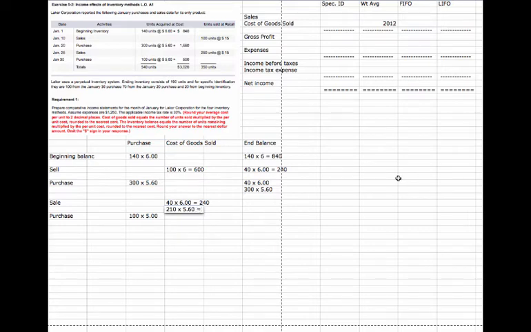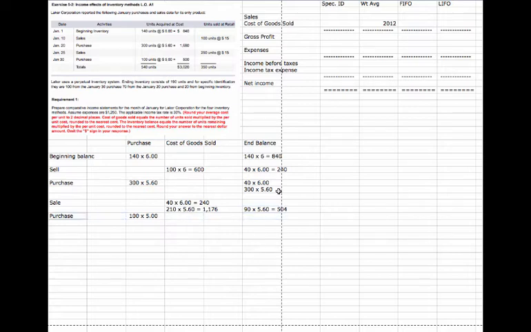So I take 210 times $5.60. That's going to give me $1,176. Now my ending inventory is going to consist of, I sold all the 40, now I sold 210, so I have 90 items times $5.60. So 90 times $5.60 will give me $504 left over.